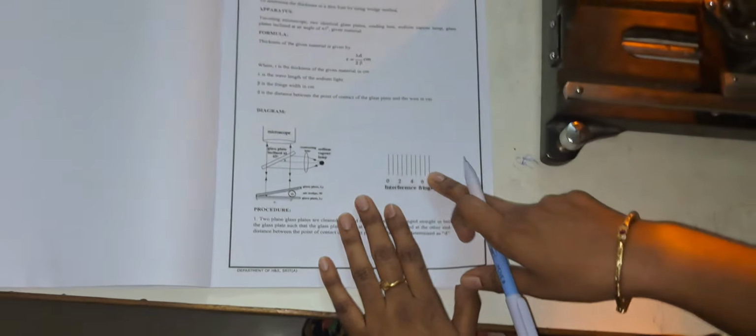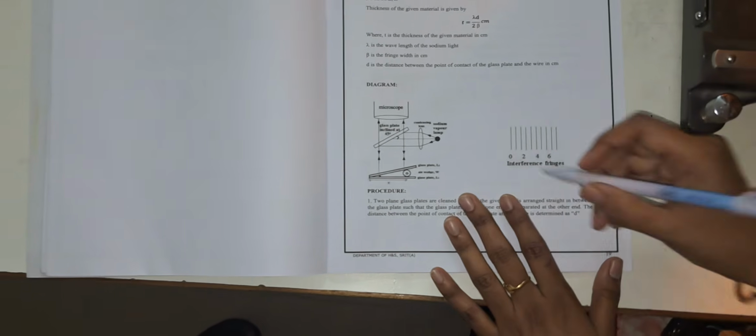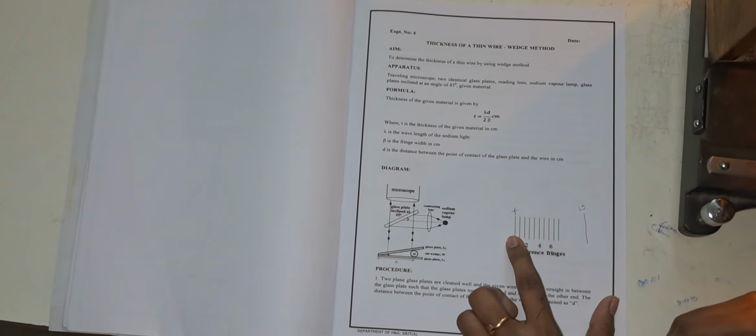Now we have to consider a ring and focus the cross wire like this. Consider it as 0, and then 1, 2, 3, 4, 5, 6, and so on up to 25. Consider this the 25th ring. Now from 0, you make the cross wire coincide and take the main scale reading and vernier scale reading.